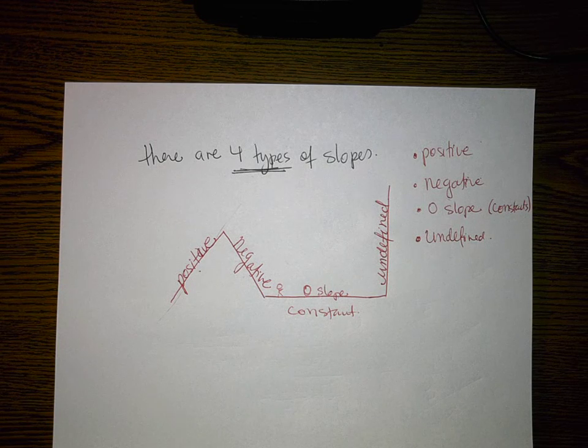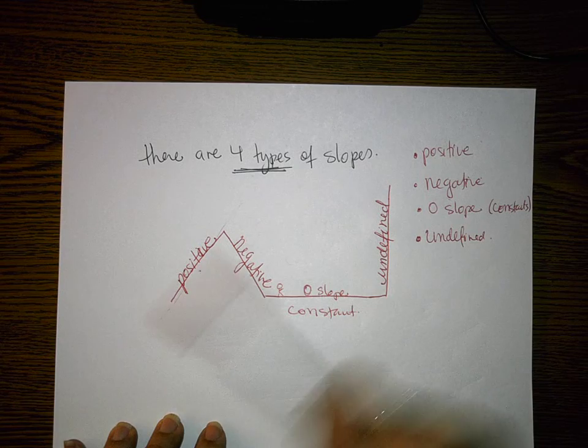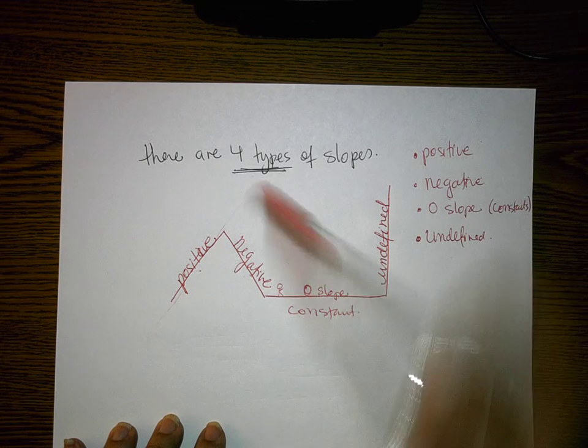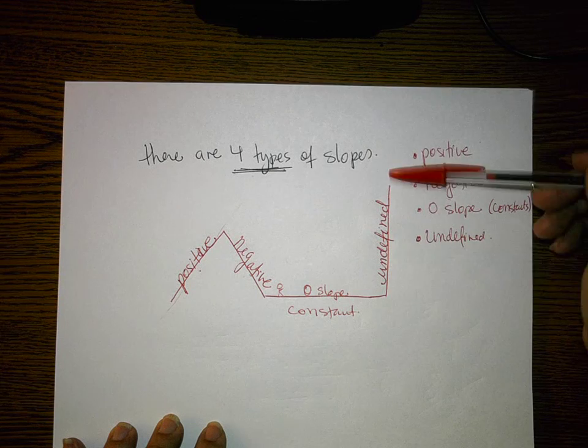All right? So we identify slope from tables, from graphs, from coordinate pairs. And I'd like you to keep in mind that there's always positive linears, negative linears, zero slope when we have a constant line, and any vertical line like this is undefined slope.